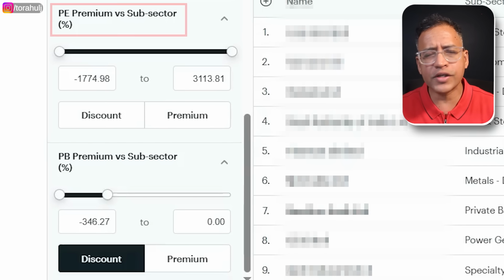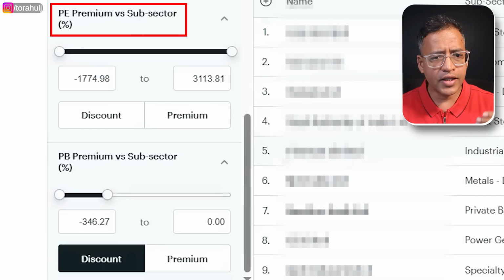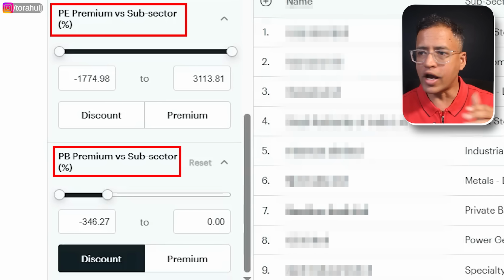Now coming to PE premium versus subsector, I've just put it there for additional purposes only. Now I'm not going to filter out companies based on PE premium versus subsector. Reason is very, very simple, that it is absolutely fine for a company to trade at a premium when it comes to PE ratio, because maybe they are going to have a lot of earnings coming up in the next few quarters. And that's why they're enjoying this high PE. So I'm absolutely fine with that. It is only for information purposes that I've added it here. These are both pro filters. Therefore, I've added them here.